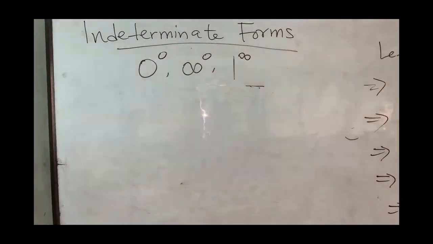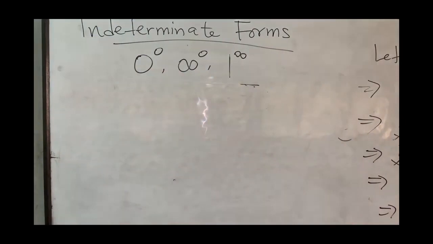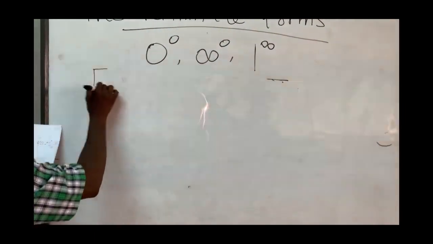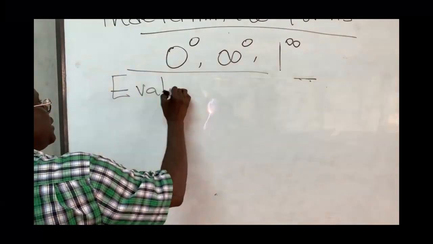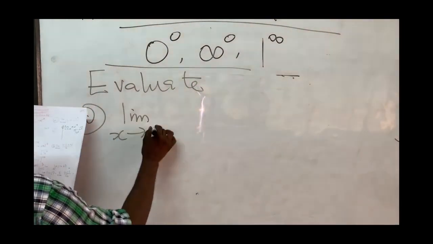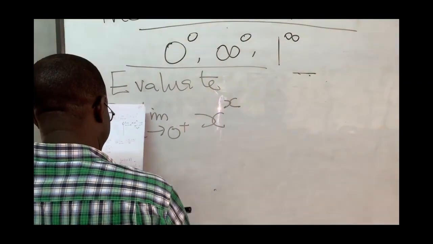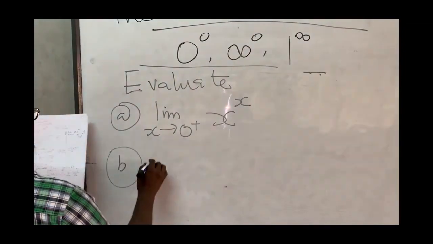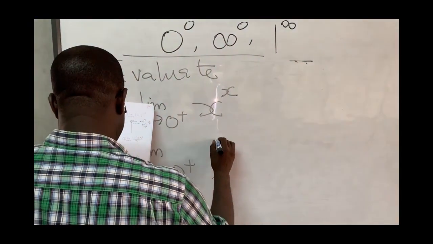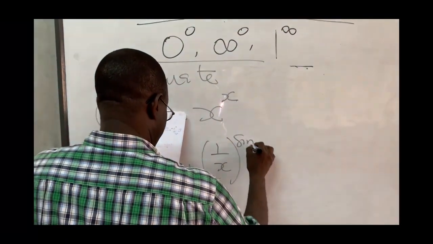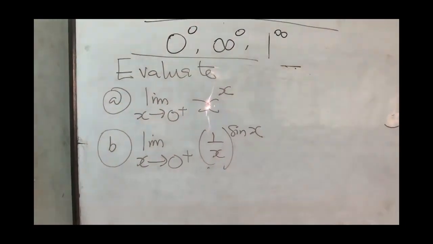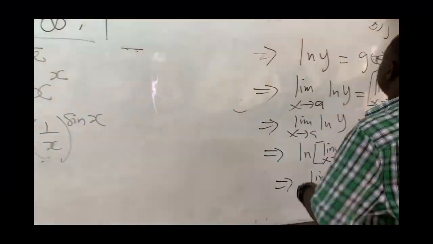Let's see. Here I have: evaluate the limit as x goes to 0 plus of x raised to the power x, and find the limit as x goes to 0 plus of 1 over x raised to the power sine x. Okay, so let's do these ones. Solution.